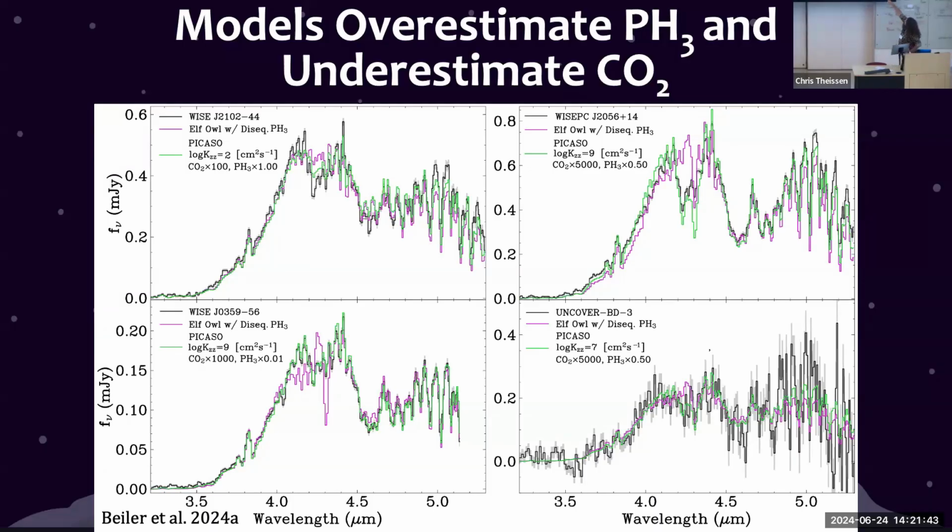That's especially clear in these 2 diagonal objects in 2056 and 0359. And to test that, we took the ELF-OWL models, we took their PT profiles and chemical profiles, and added in 2 parameters to modify their phosphine and CO2 abundances. And what we find is that we need over a factor of 100 increase in CO2 to get good fits to the models, and a drop of at least a half for our colder objects. If we look at 2102, you'll see that we don't need a phosphine drop there, and that's because there just isn't phosphine in the original fit to the model.